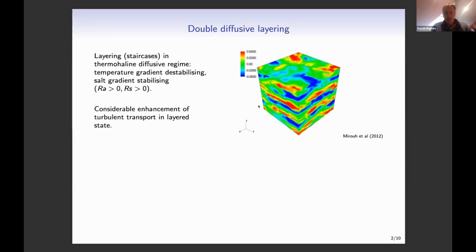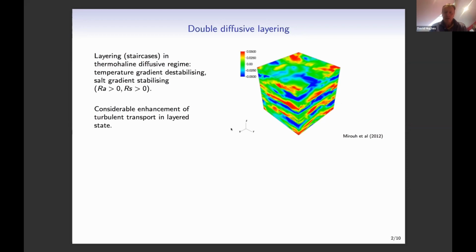There are two important regimes in double diffusive convection. One is the salt finger regime, and the other, which is what I'm going to be talking about today, is the so-called diffusive regime. The diffusive regime has a destabilizing temperature and a stabilizing salt gradient. This is an interesting phenomenon. It's intrinsically interesting because you think you've got a turbulent system, so why doesn't it just make everything more homogeneous rather than forming inhomogeneities?